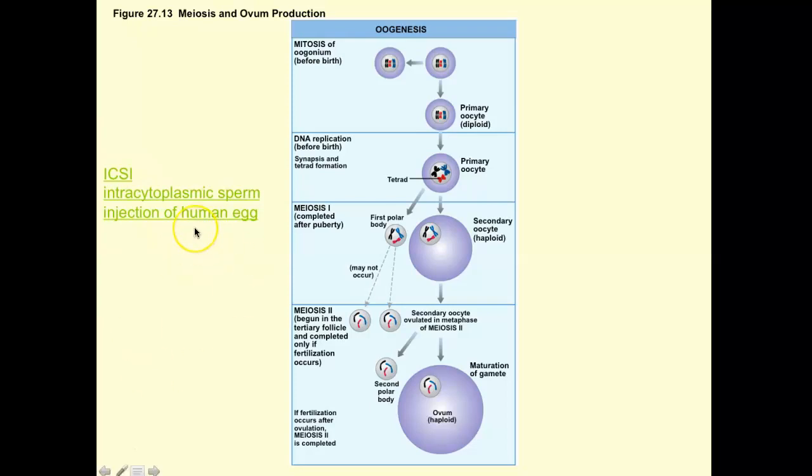This is really cool because you can see the corona radiata, you can see the secondary oocyte, you can see a glimmer of the zona pellucida. You can also see this secondary polar body that's still kind of trapped within the corona radiata of the ovum. So anyways, really cool video. Watch it and then you can continue on with your lecture.